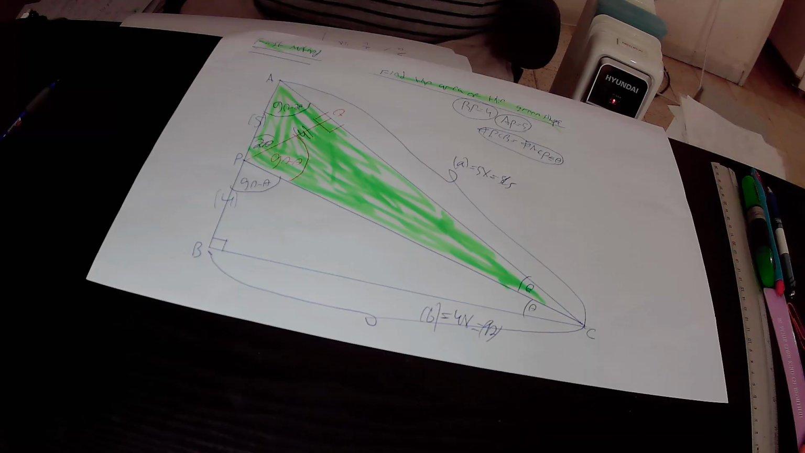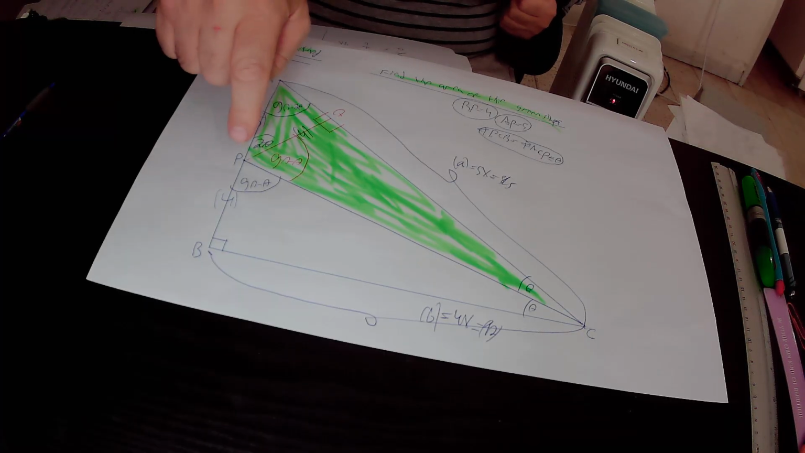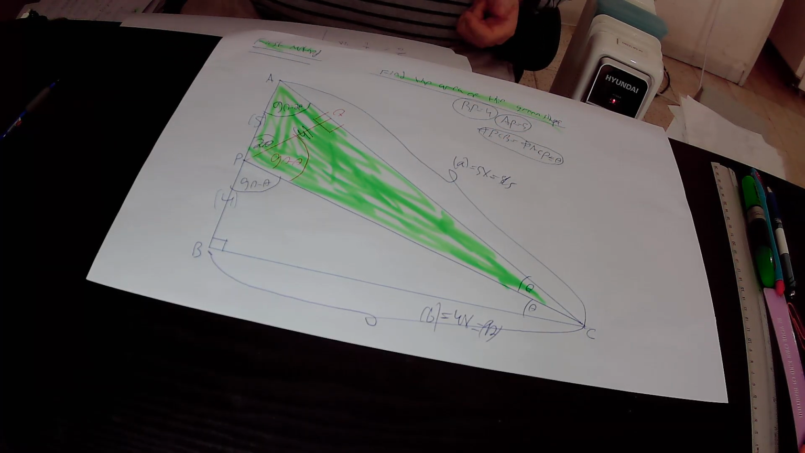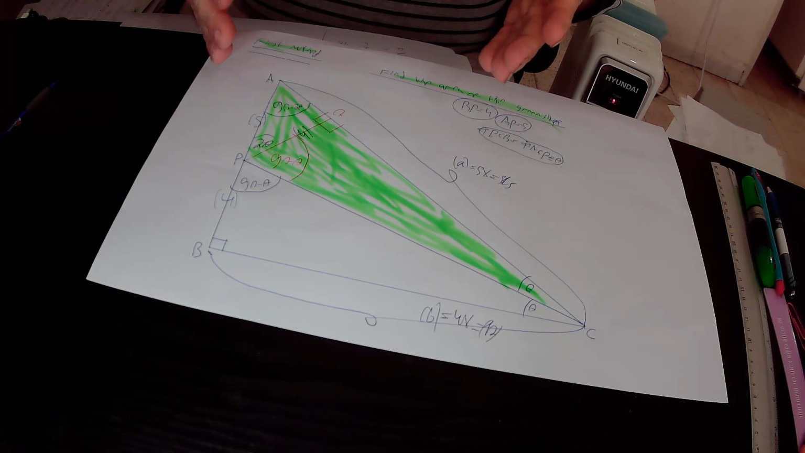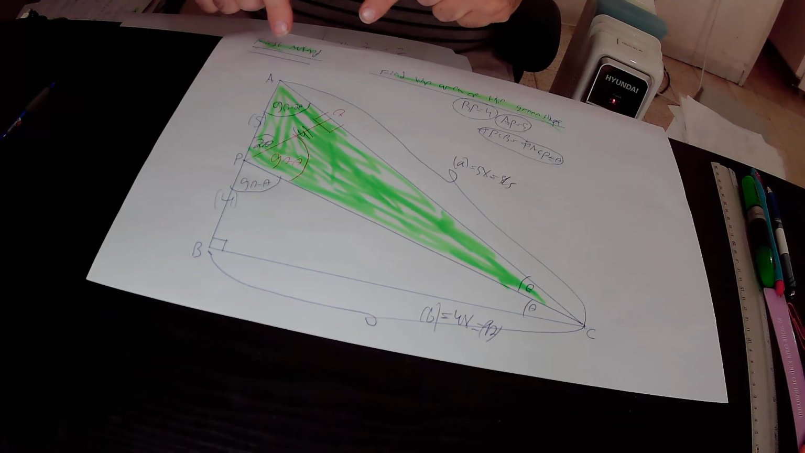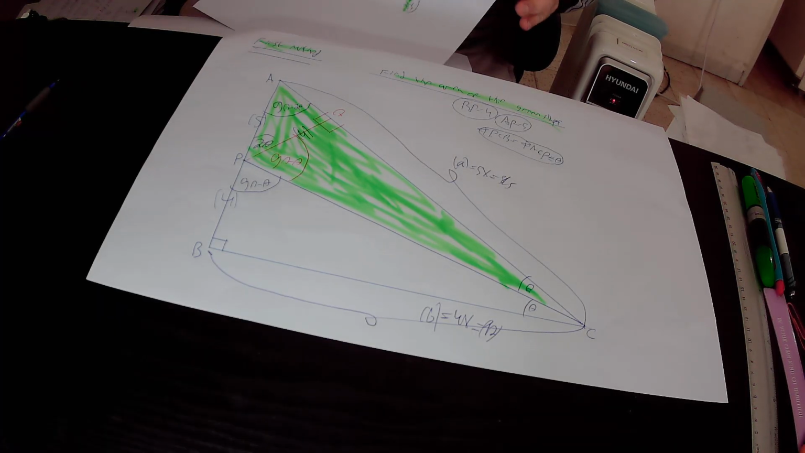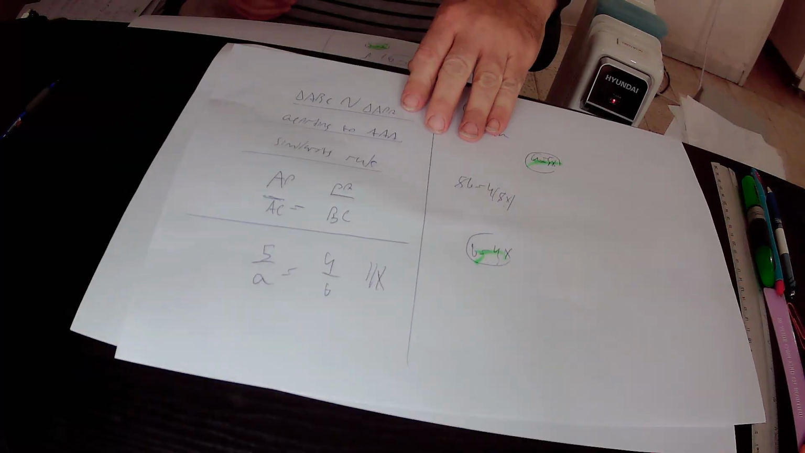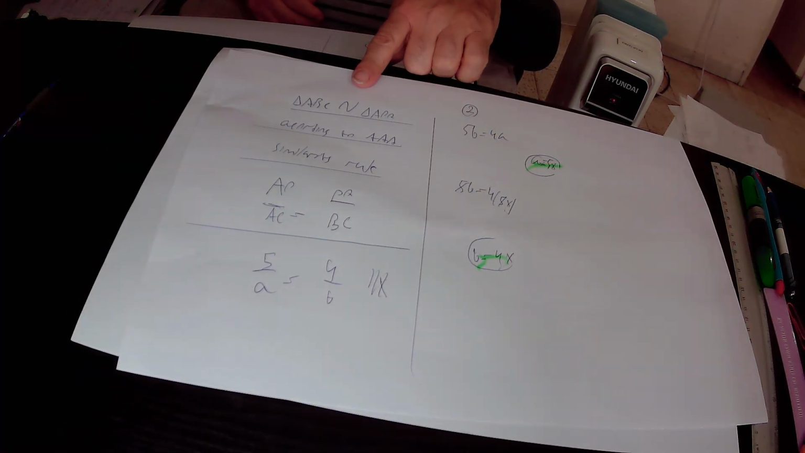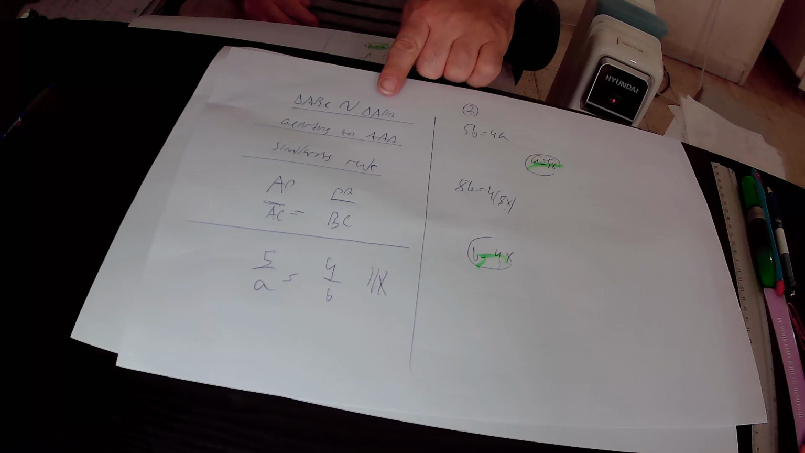So in total, we find that all the angles of this big right triangle ABC are correspondingly equal to all the angles of this small green triangle APQ. Therefore, the big triangle ABC is similar to the small green triangle APQ according to the angle similarity rule.